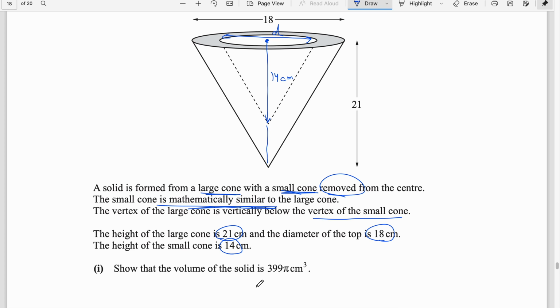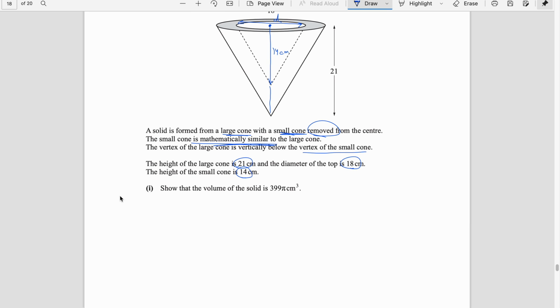In order to do that, I need to know the radius of the smaller cone. So diameter of smaller divided by diameter of larger is equal to length of smaller divided by length of larger. So D is equal to 14 by 21 into 18, 7 2 times, so 7 3 times, 3 1 times, 3 6 times, so 6 2 times 12. So radius of smaller is 6, radius of larger is 9. Height of smaller is 14, height of larger is 21.